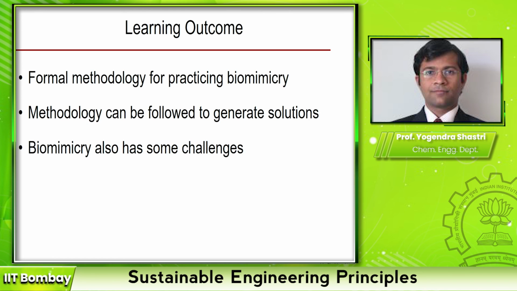So the important learning outcomes from this module are: first, moving on from the examples of biomimicry, I explained the formal methodology for practicing biomimicry. It's a 6-step process. The methodology can be followed to generate solutions, but you also need to acknowledge that biomimicry has some challenges that need to be addressed. So it's not going to solve all the problems, and further research is necessary. Thank you.